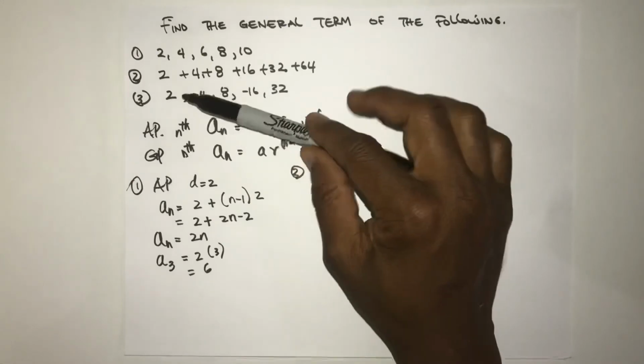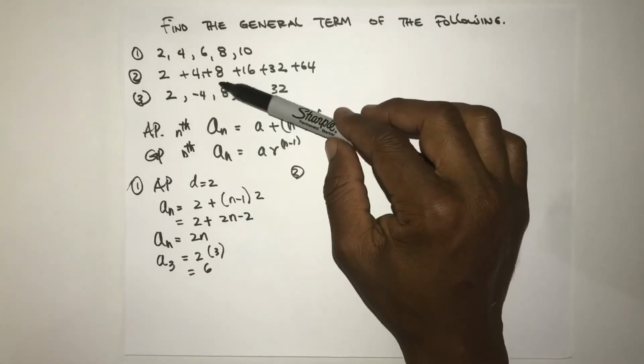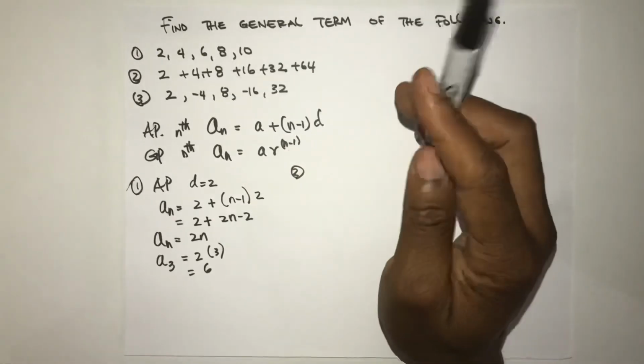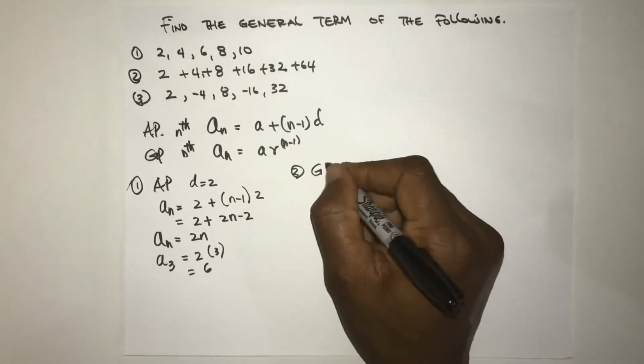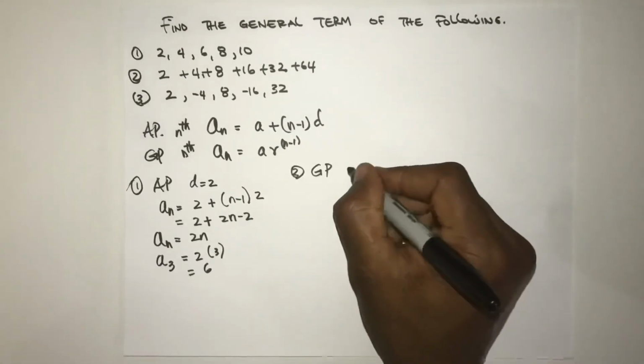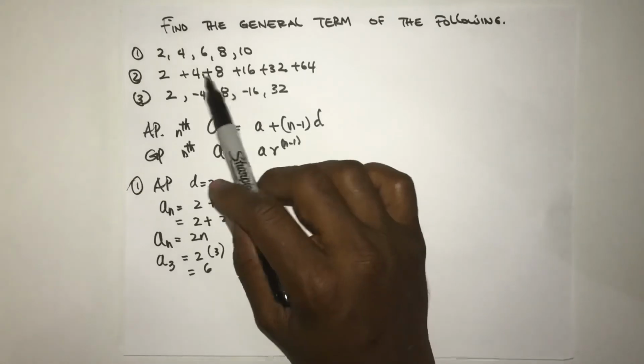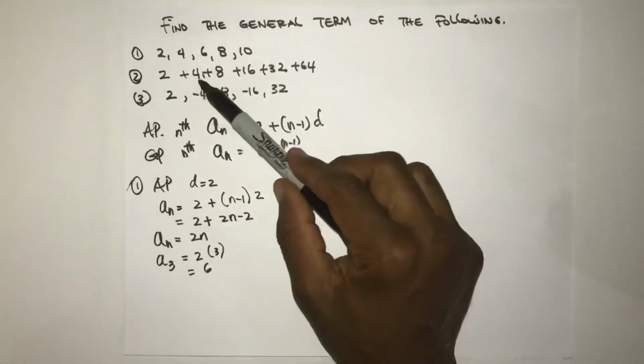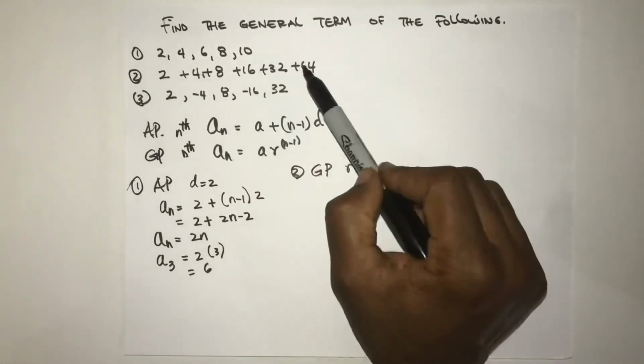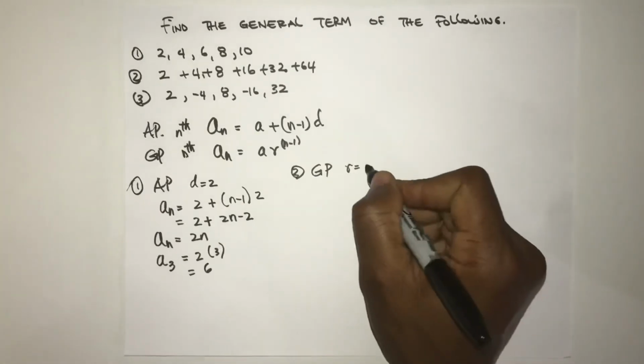Now, looking at this sequence, you realize that it differs not by a common difference, but a common ratio. So indeed, it's a geometric progression. And that common ratio is 8 divided by 4, which is 2. 4 divided by 2 is also 2. 64 divided by 32 is 2.